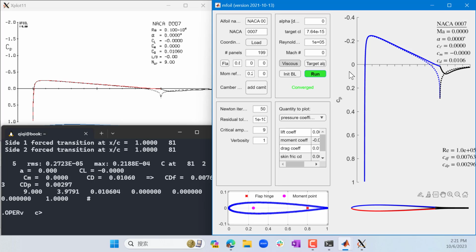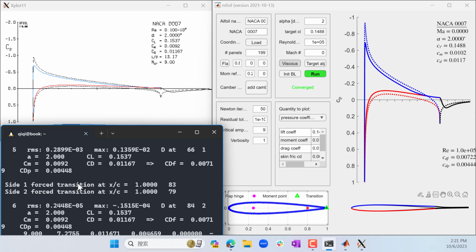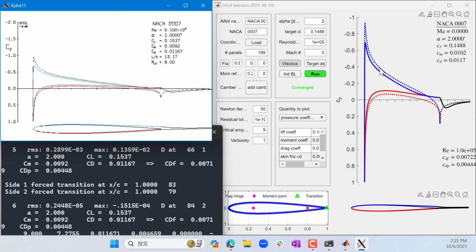Okay, next let's change the angle of attack and make it 2 degrees. In XFOIL we just type alpha 2. All right, and now in both cases you should see the colored lines split into black and blue lines. These colors are also represented on the airfoil so that it is obvious that the blue line corresponds to the upper side and the red line corresponds to the lower side.